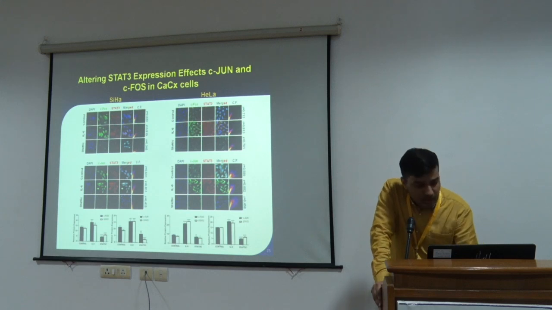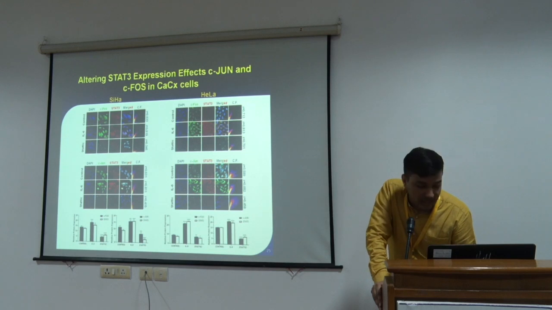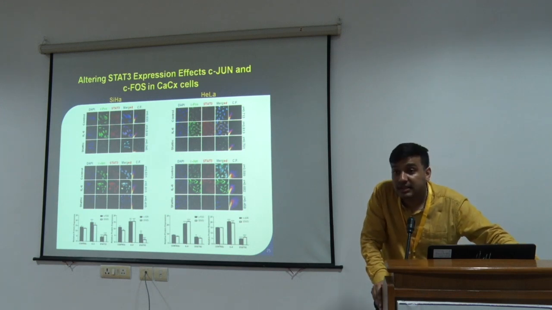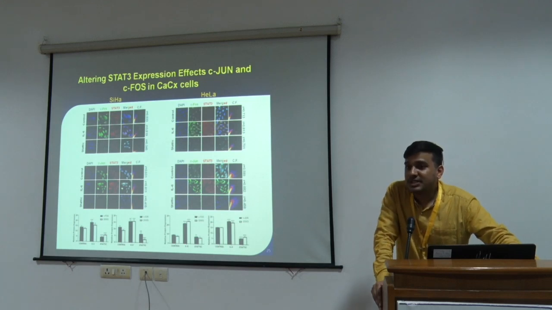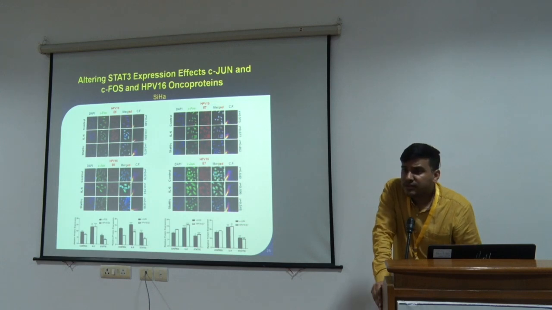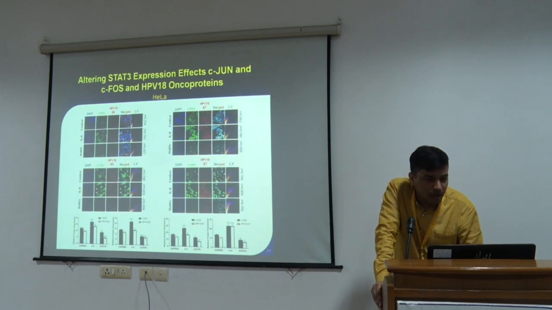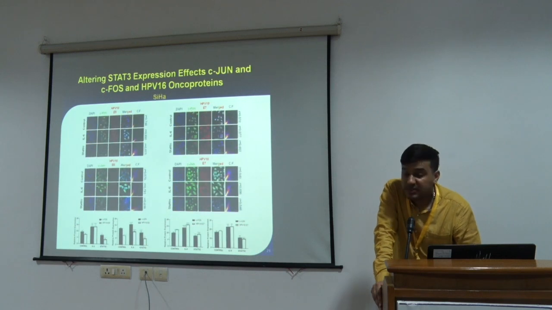The expression was also quantified, and we found that the increase in STAT3 was concordant with the increase in CFOS and CJUN. Upon the inhibition of STAT3 with Stattic, we found the expression of CFOS and CJUN was also downregulated. Not only CFOS and CJUN, I was talking about viral oncoproteins, so we also checked how altering the expression of STAT3 alters the HPV16 oncoproteins.